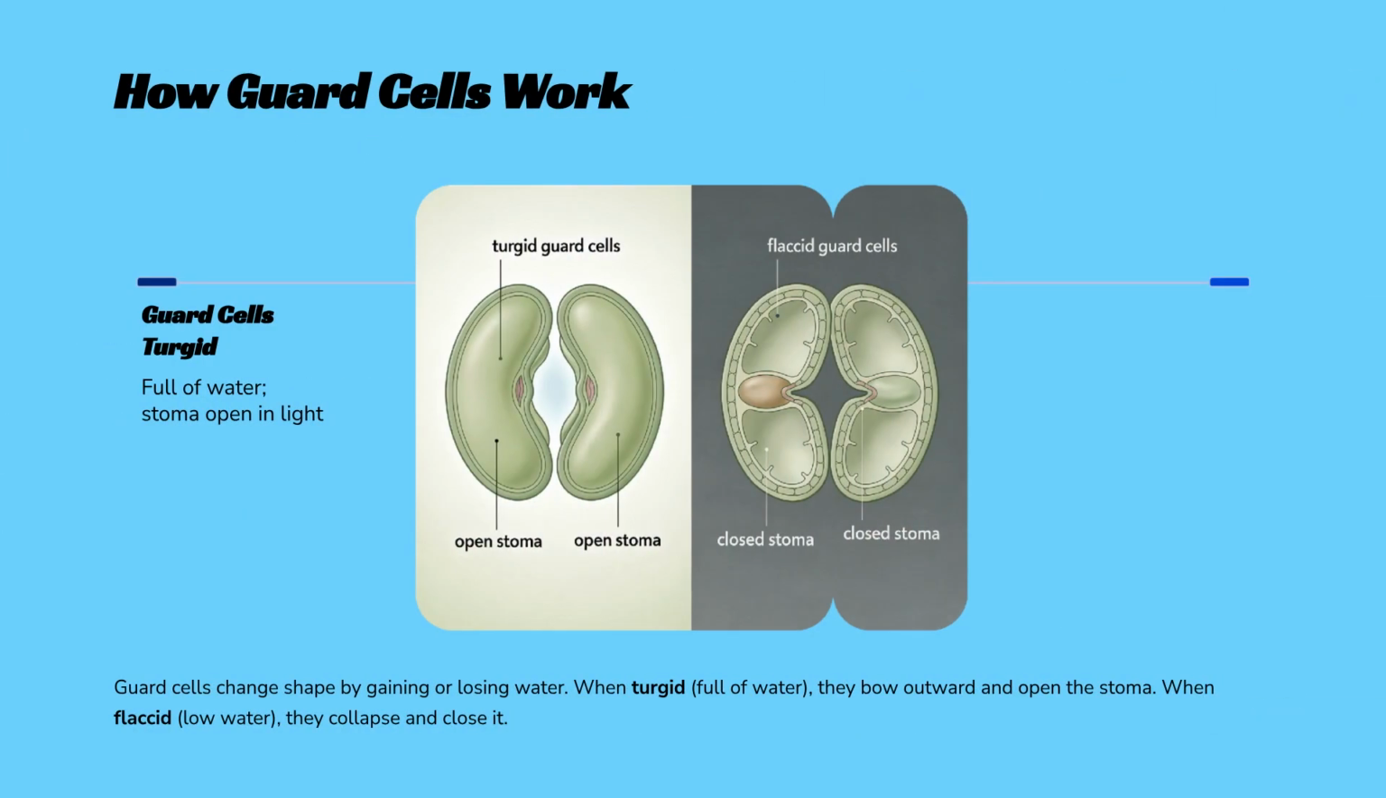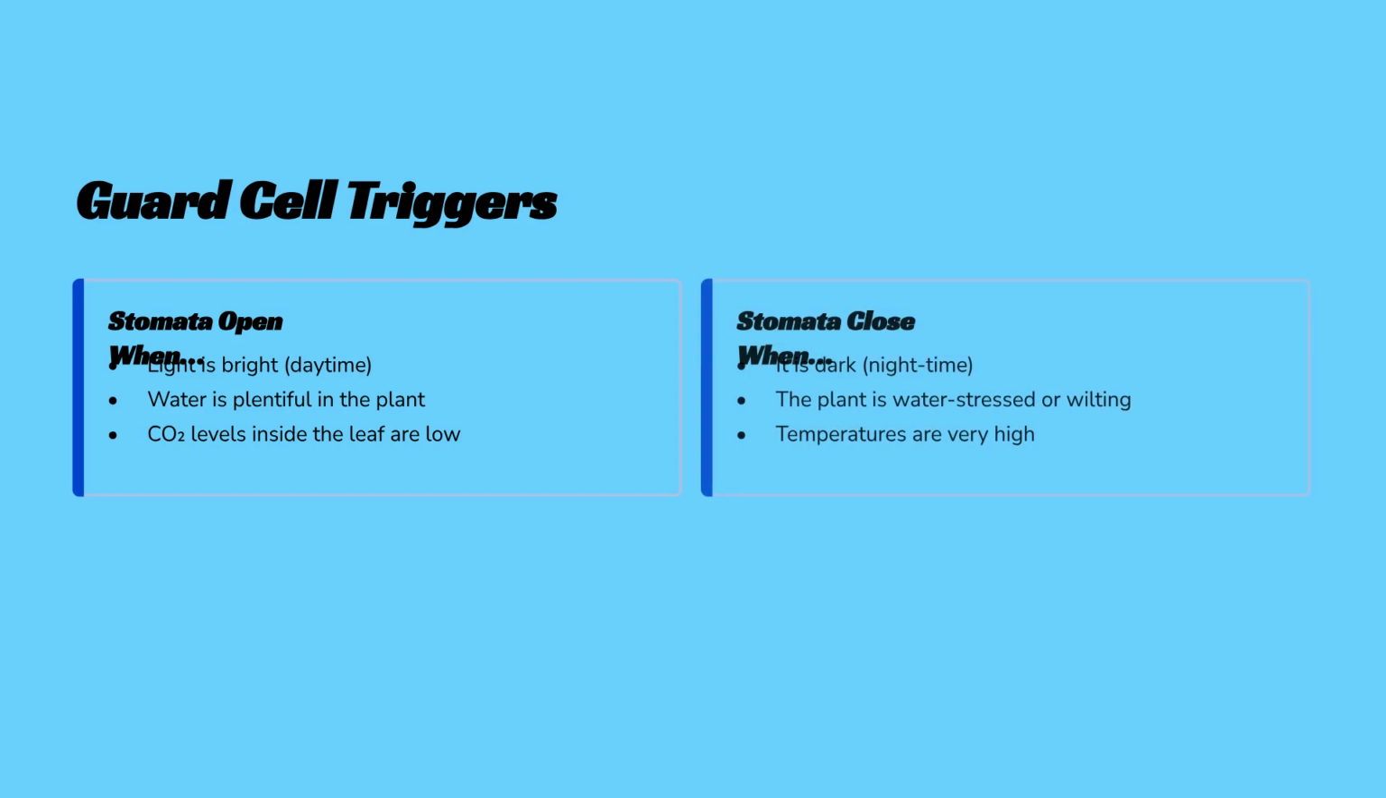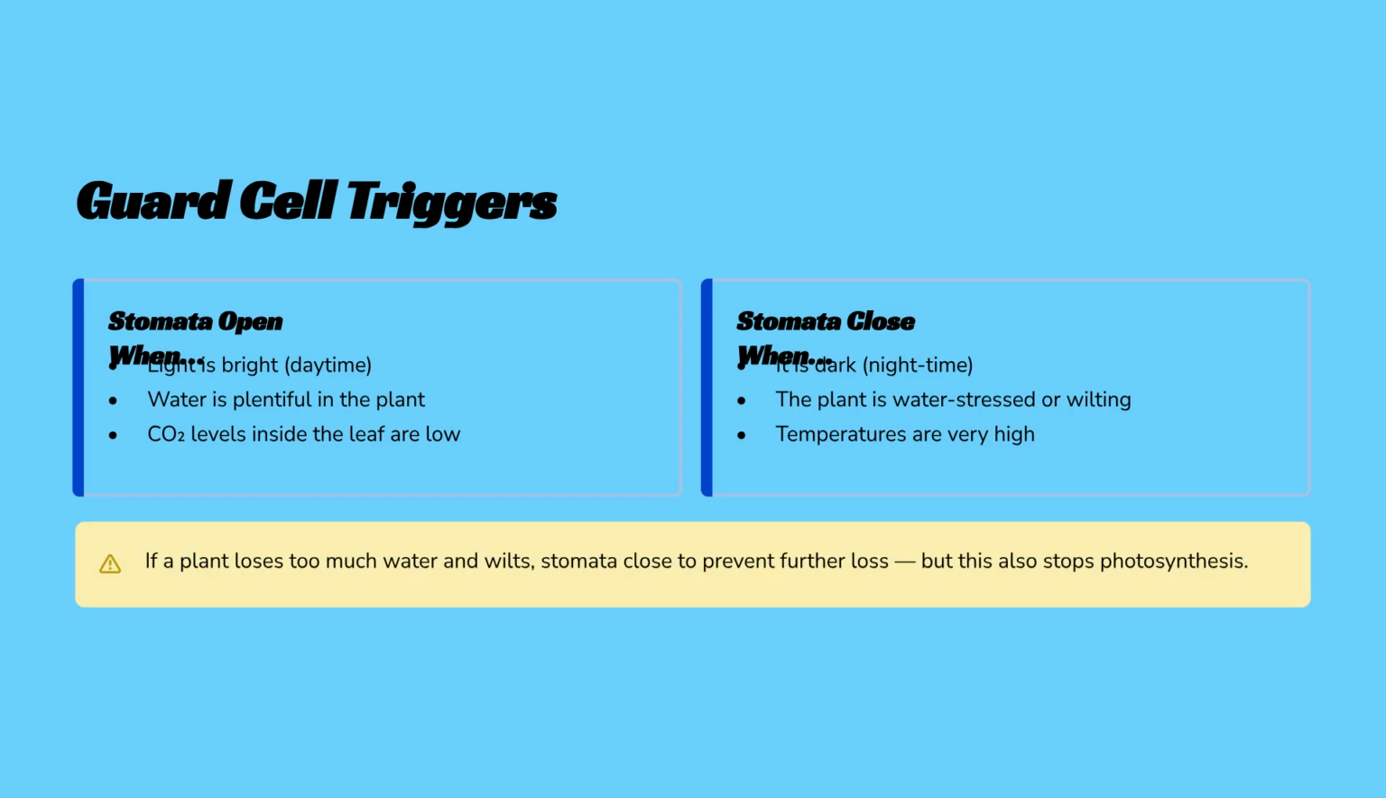Guard cells are turgid when full of water, causing them to bow outward and open the stoma, which usually happens in the light. When flaccid due to low water, they collapse and close the stoma, typically in the dark. Stomata open when there is bright light, plenty of water, and low CO2 levels inside the leaf. They close when it is dark, the plant is water-stressed, or temperatures are very high. Closing stomata conserves water but halts photosynthesis.